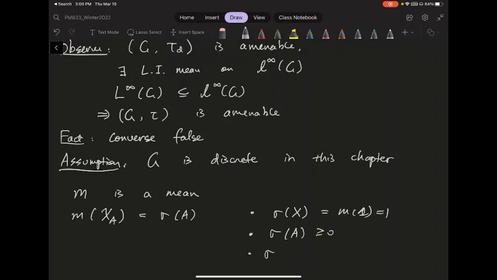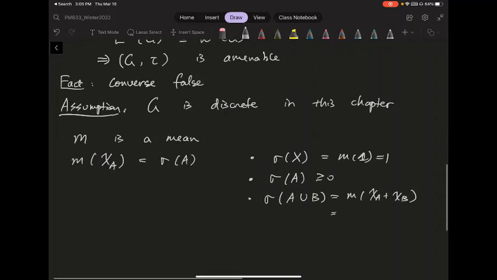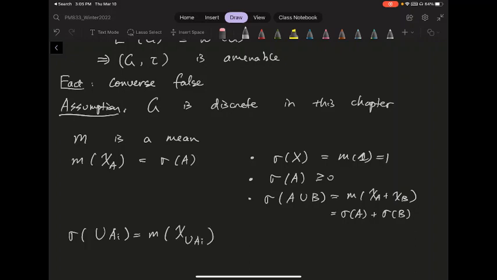The only thing that differs from a measure is this. If you consider the disjoint union of A and B, then sigma of A union B equals m of chi of A union B, which is m of chi A plus chi B, because they're disjoint. So this is equal to sigma A plus sigma B. So it's finitely additive. But if you think about what happens if you try to do it for countable additivity, where the union of the A i are disjoint, you can do the same trick. This is the mean of the characteristic function of the A i. But in L infinity, if you recall, the L infinity norm is basically the sup of all the entries.